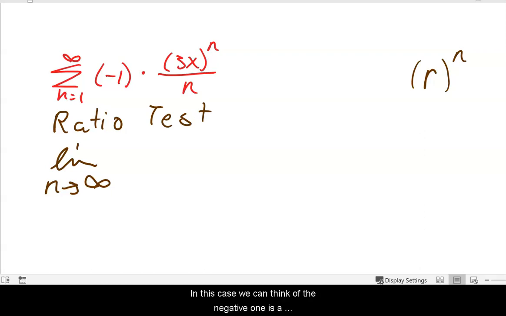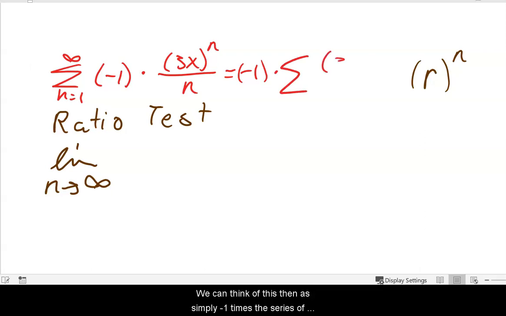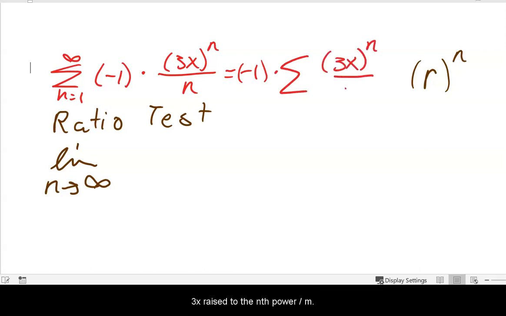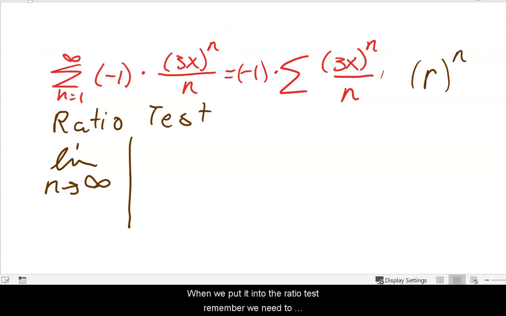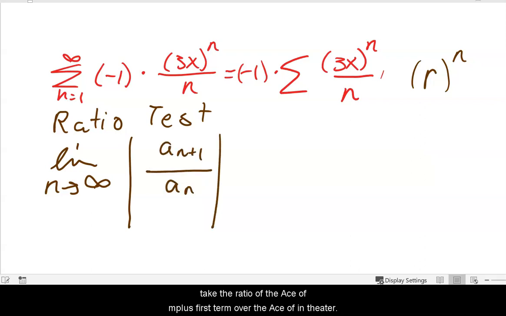In this case, we can think of the -1 as a constant and pull it all the way out of the summation. It is not going to affect the convergence of this series because it is a constant. We can think of this then as simply -1 times the series of 3x raised to the nth power divided by n. We're going to look at this second part here, and we're going to put it into our format. This second part will tell us what we have. When we put it into the ratio test, remember we need to take the ratio of the a sub n plus first term over the a sub nth term.